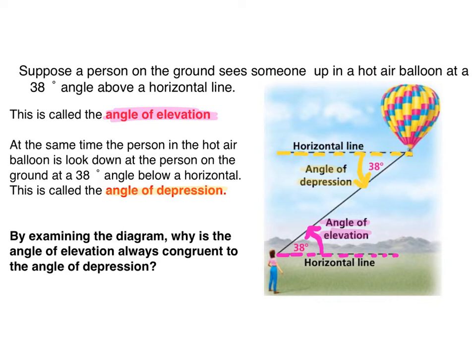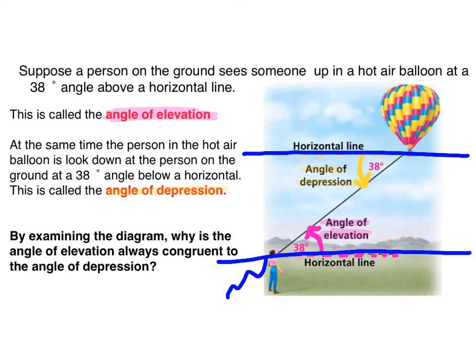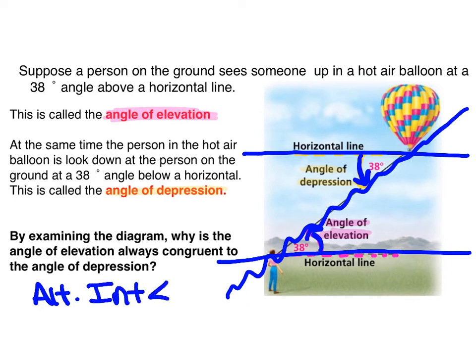Now it says, by examining the diagram, why is the angle of elevation always congruent to the angle of depression? These two horizontal lines would continue forever and never touch, which makes them a set of parallel lines. If I treat this line of sight as my transversal, the angle of depression and the angle of elevation are really alternate interior angles. So the reason that these angles are always congruent is because of the alternate interior angles theorem.